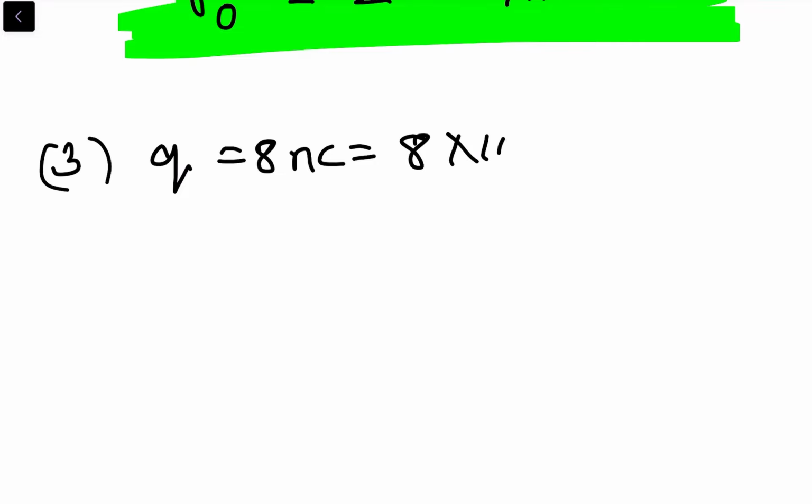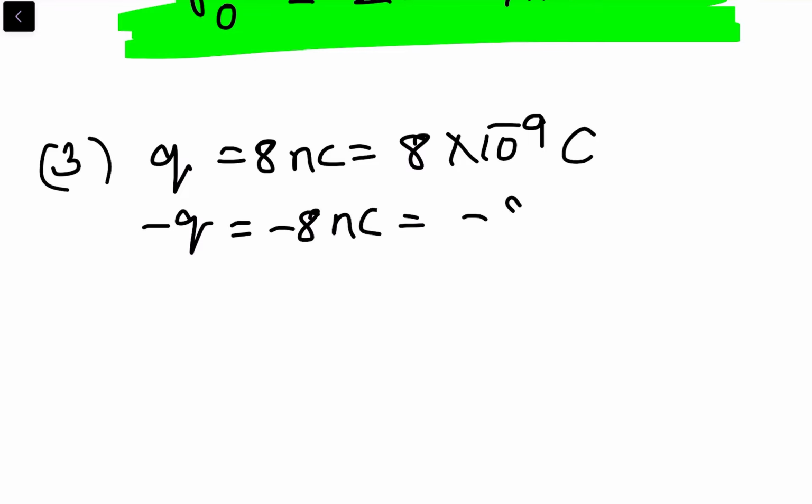Yes, let's solve this third problem. Now this dipole has a length of 4 centimeters. Let us first write +q and -q. +q is 8 nanocoulombs, that is 8 × 10^-9 coulombs, and -q is -8 nanocoulombs, that is -8 × 10^-9 coulombs.